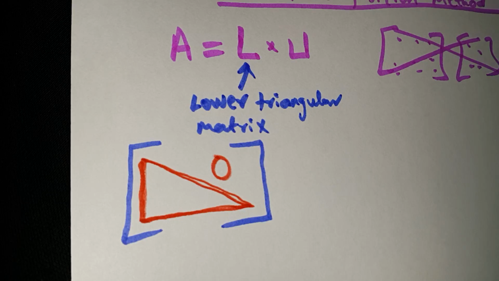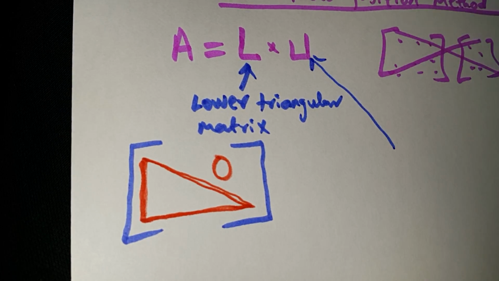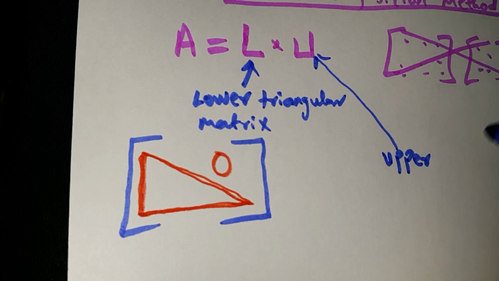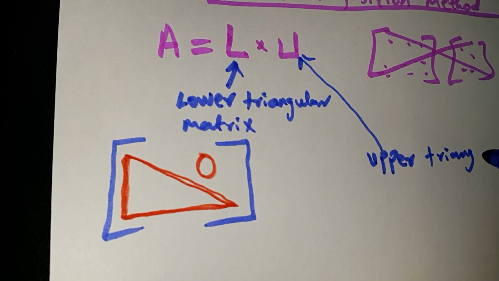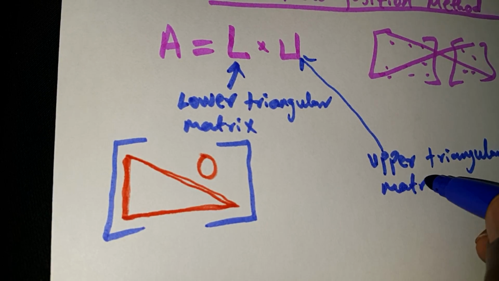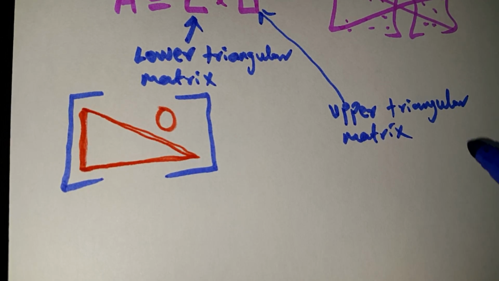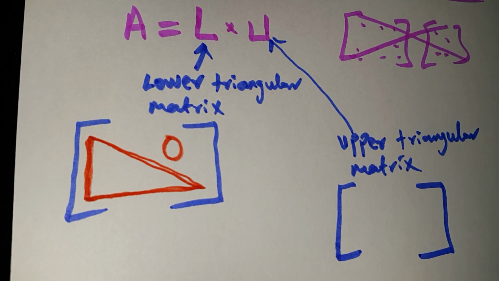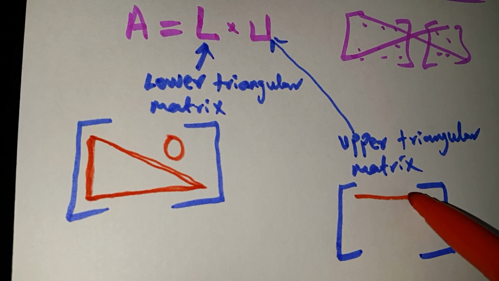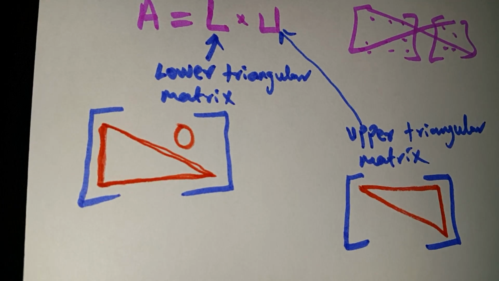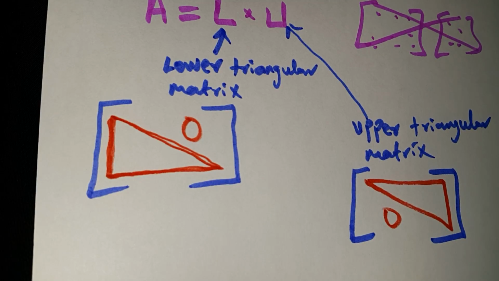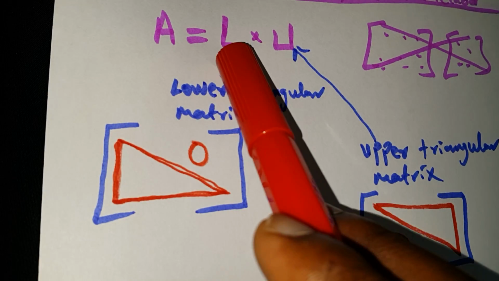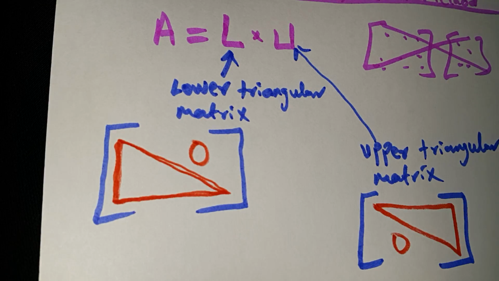Similarly for U, this one means upper triangular matrix. When we are talking about an upper triangular matrix, we are talking about this part, which means the other entries here are 0. Okay, this is the first introduction of LU that you need to know. You just have to know that L is the lower and U is the upper triangular matrix.